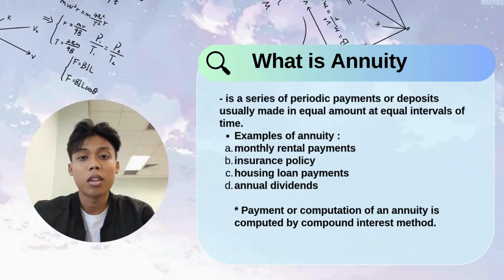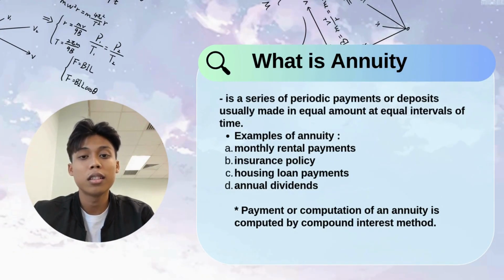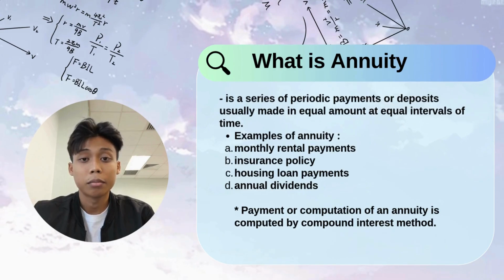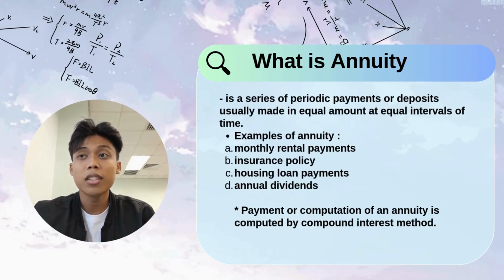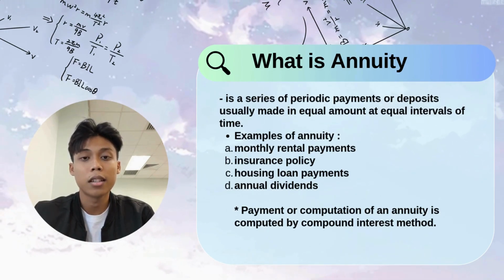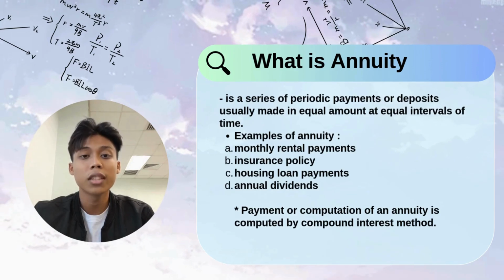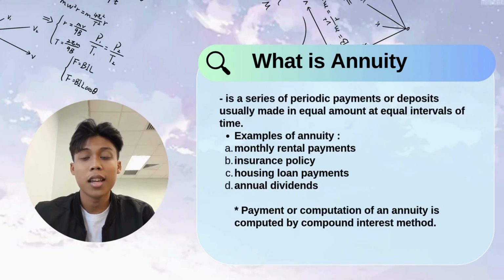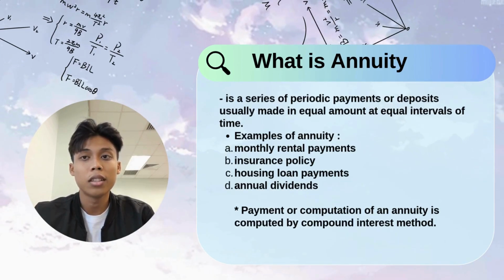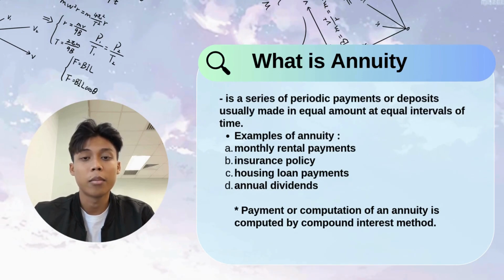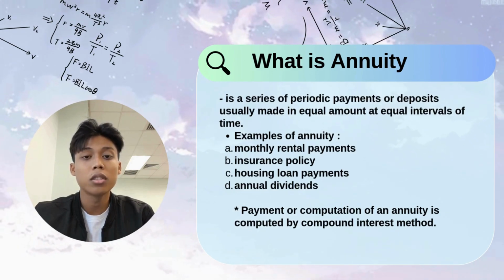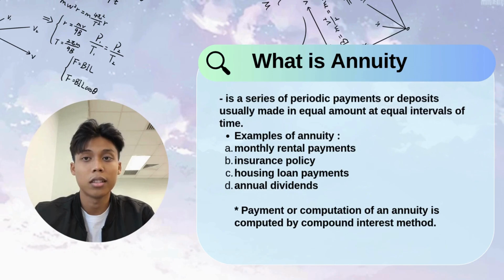Now it's my turn to explain about annuities, which is the chapter related to our assignment question. What are annuities? An annuity is a series of periodic payments or deposits, usually made in equal amounts at equal intervals of time. These payments can be monthly, quarterly, or annually. Examples of annuities include monthly rental payments, insurance policy premiums, housing loan payments, and annual dividends.